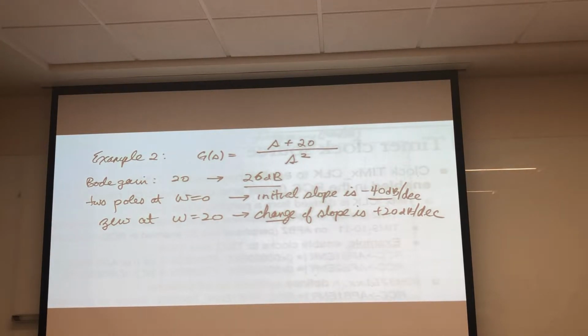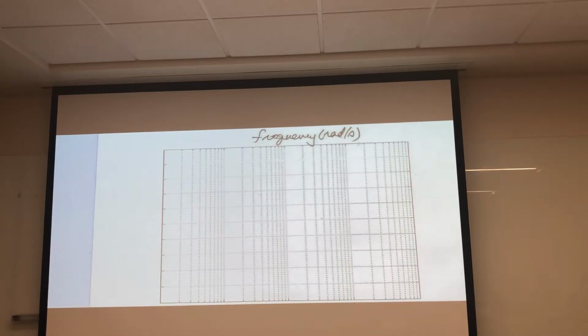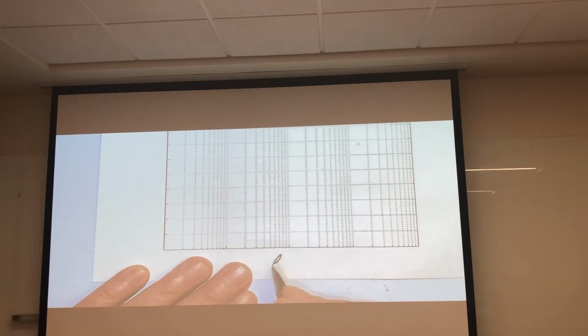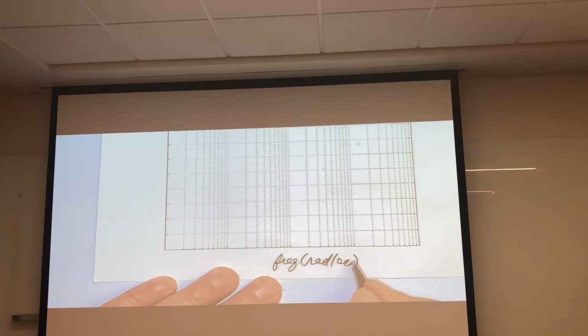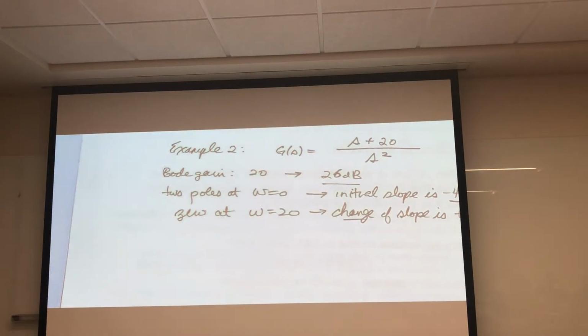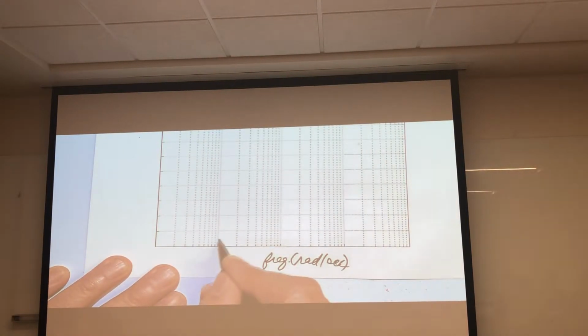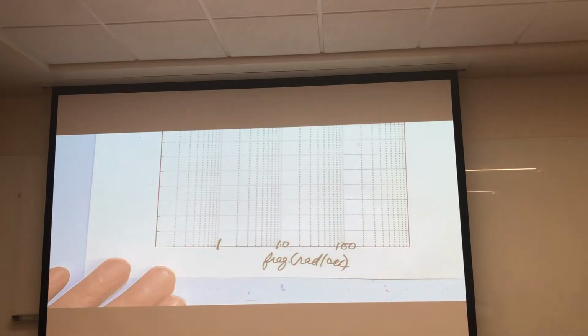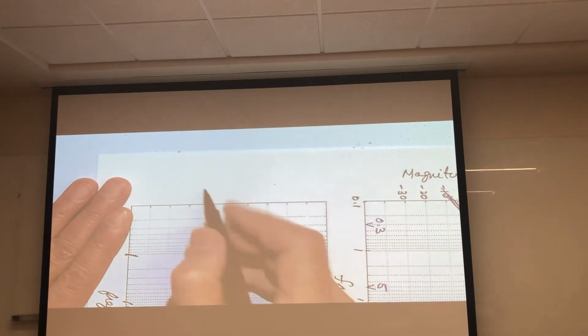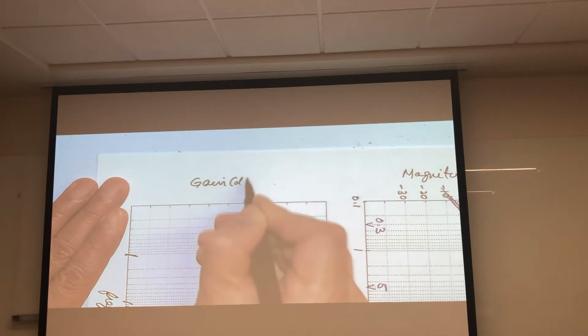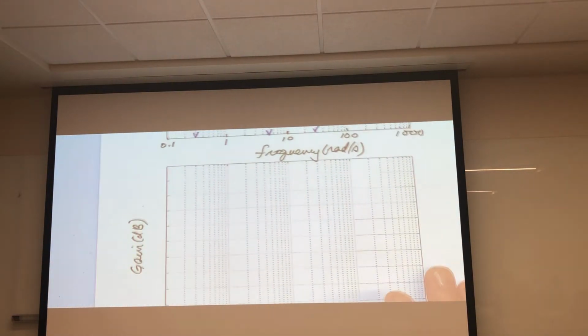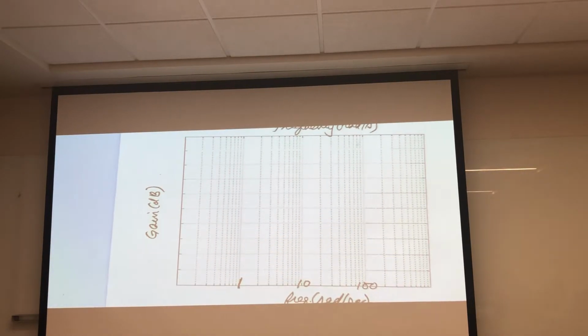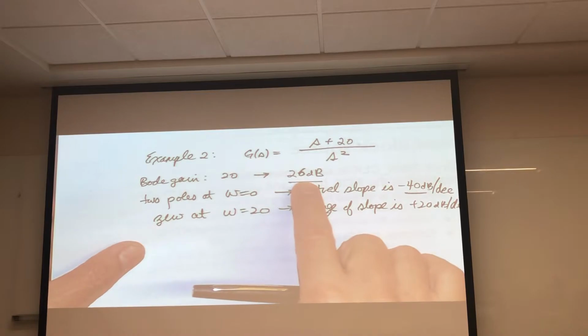And let's label our axes. Frequency axis, radians per second. I need to make sure 20 is somewhere on here. So maybe I'll put 1 right here, 10 right here, and 100 right there. This axis over here is going to be gain in dB. I need to make sure that I've got the vertical axis in such a way that 26 dB is somewhere on the page.